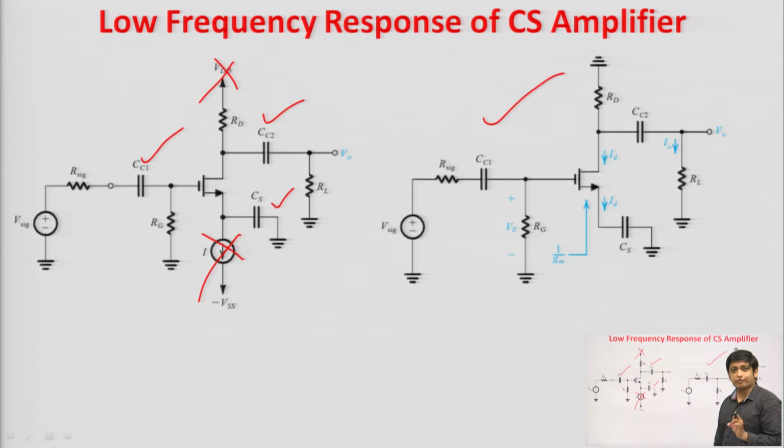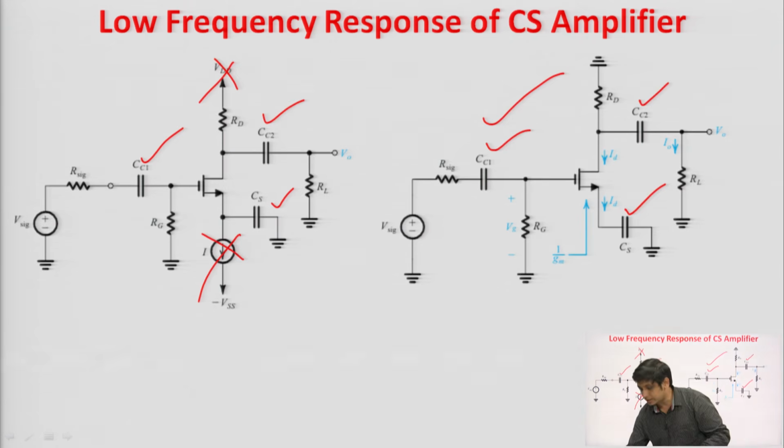Now, what we have to do? We have to calculate the corner frequency due to each individual capacitor. Firstly, we will consider CC1, and we will consider that in that case CC2 and CS are perfectly acting as a short circuit, fine. Then we will see that due to CC1 what is the corner frequency. Then the second case is the bypass capacitor CS, in which case we will calculate the corner frequency due to CS. Then in the third case, we will calculate the corner frequency due to CC2. So, we will get three corner frequencies in this case, and we have to first calculate these three corner frequencies.